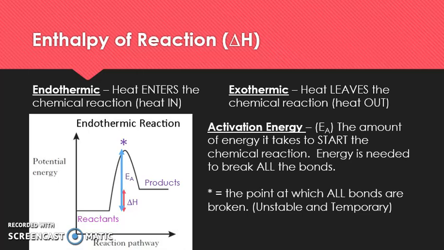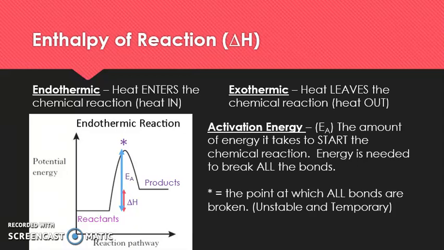One last place that you should really understand on this graph is the top of the hill. I marked it with an asterisk. This is the point at which all bonds are actually broken, and that is an extremely unstable state for atoms to be in. We know from, again, previous chapters that atoms bond to gain stability. So if they're all unbonded, that means it's extremely unstable and extremely temporary for those particular atoms. But it's a state that they have to go through to go from reactants to products.